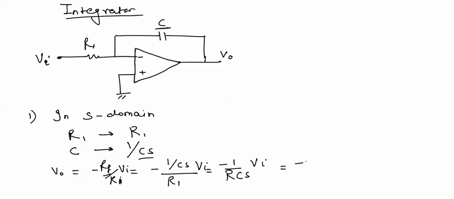So this will be minus 1 by R into C, and we know that S in denominator will be replaced by an integration in time domain, so it will be equal to integral of Vi into dt. So as output V0 is dependent on integration of Vi, this circuit is an integrator. Now we will solve this circuit, expression of output of this circuit, in time domain also.